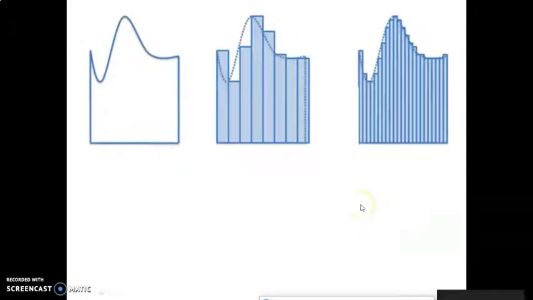So now we're going to jump ahead with our topic a little bit. We've talked about integrals. We've talked about areas under curves. Let's take it a step further. So here, there's an idea of a curve. Here's some rectangles. Here's more rectangles. They're a pretty good approximation of the area under the curve. However, they're not perfect.